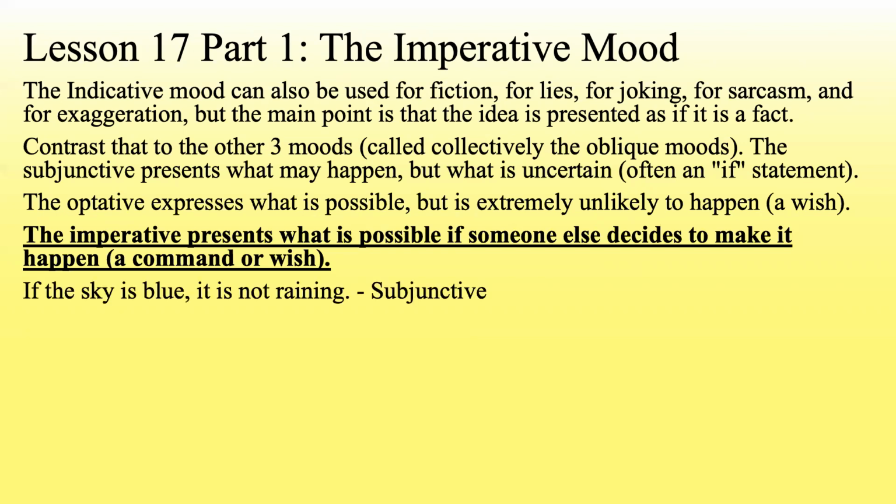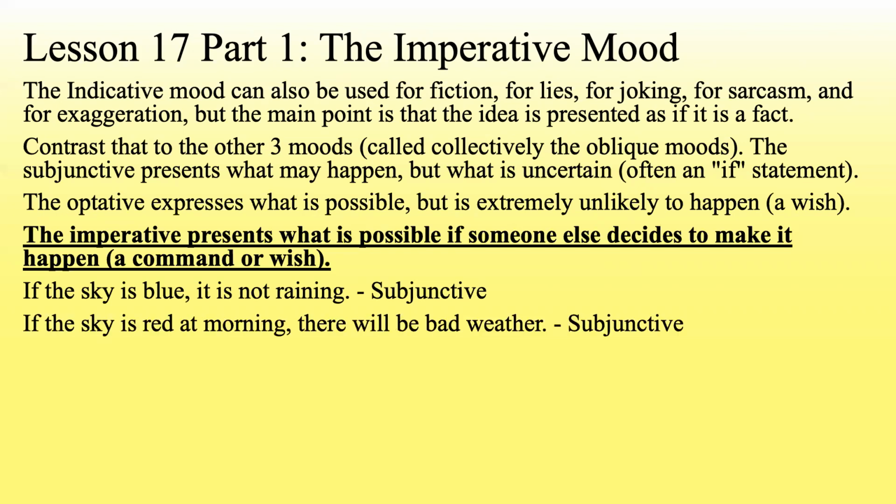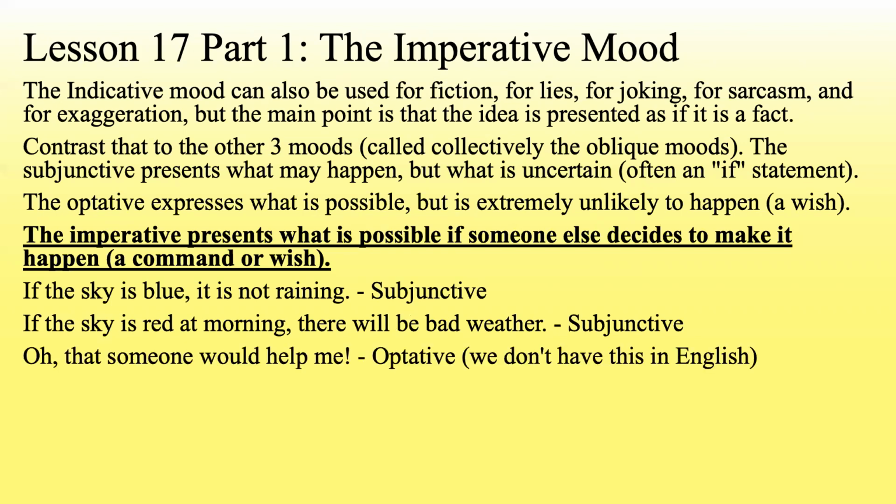So, for example, if the sky is blue, it is not raining is subjunctive. If the sky is red at morning, there will be bad weather, also subjunctive. They present a possibility. Oh, that someone would help me is optative, and we don't have this in English, but it's expressed in such a way as to say, I don't think this is going to happen. It's very unlikely that this will happen. God bless you is also optative. Again, not exactly in English, but it's contingent upon whether or not God is going to bless. So it's a little bit different.